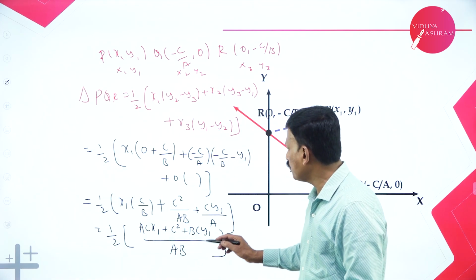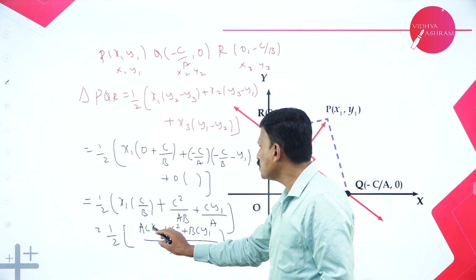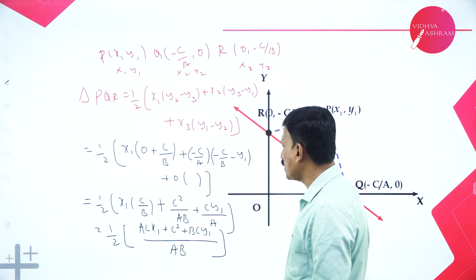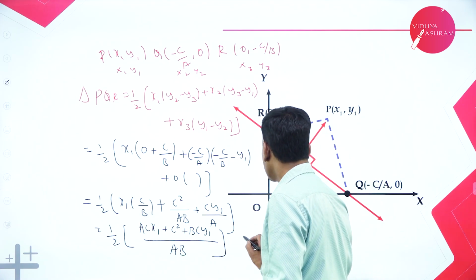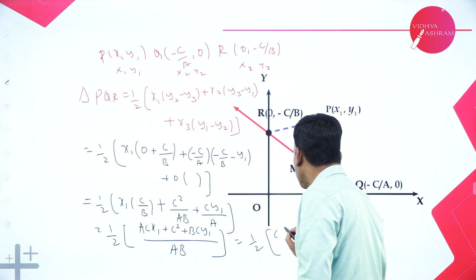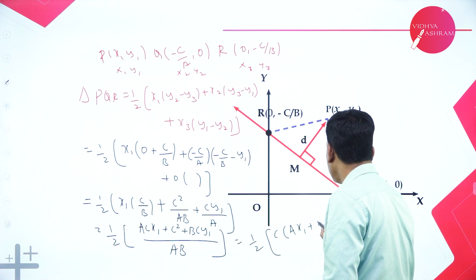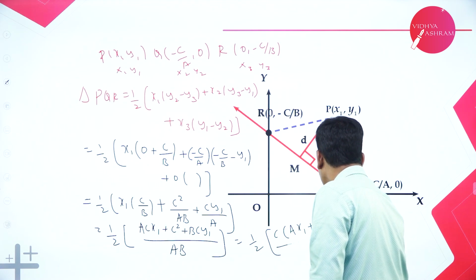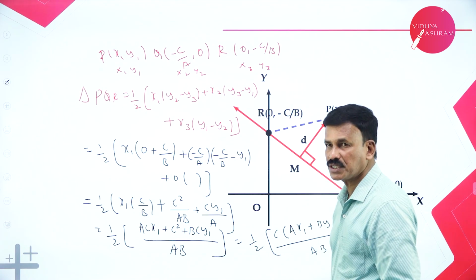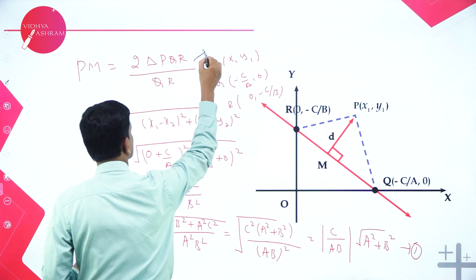Just take LCM, AB is the LCM. B and b get cancelled. What is left over is a into c into x1 plus c square as it is. Again here a and a get cancelled, b into c is bc into y1. Okay. Now you can take the common factor. So this is equal to half into, what is the common factor? C is the common factor. We can take c out. Then what is left over is ax1 plus, put it in order, by1 plus c, divided by a into b. Right. Let us represent this as equation number 2. Okay. Now, so therefore, PM is equal to, from this, let us call this equation number A.